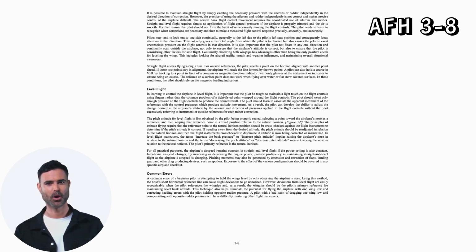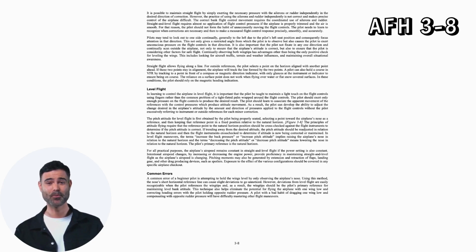Pitching moments may also be generated by extension and retraction of flaps, landing gear, and other drag-producing devices, such as spoilers. Exposure to the effect of the various configurations should be covered in any specific airplane checkout.